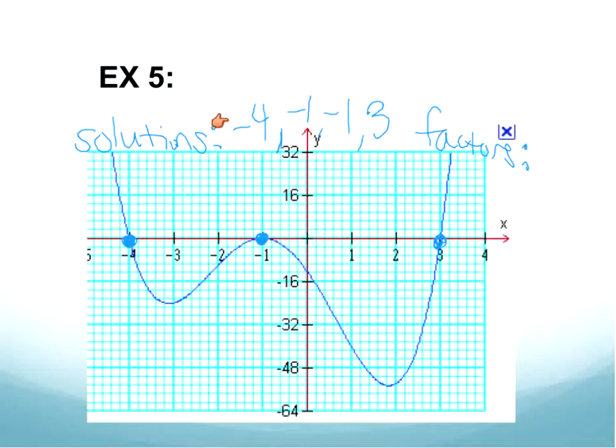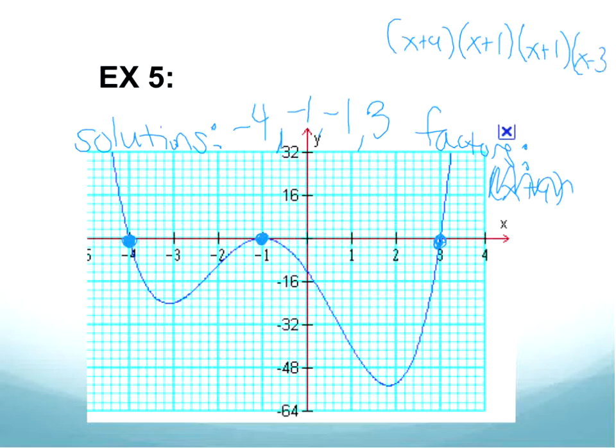Great job. So how many solutions did I really have? 4. Yeah, kind of crazy. I had 4. So let's list my factors now. Let's put these back into factored form. So my -4 is going to become a +4. My -1 is going to become a +1, but I have 2 of them, right? So I'm going to write it again. And then my 3 will become a -3.